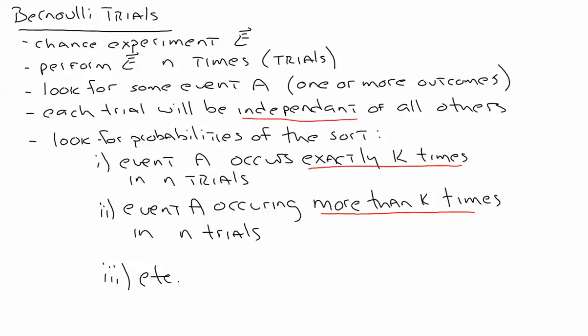So, in summary, a Bernoulli trial type of experiment is we have some repeated experiment E. We perform my random experiment N times, or N trials. We look for some interesting event A to occur. We assume that each of the trials are independent of all the others. And we try to answer questions determining the probability that event A occurs more than, less than, or greater than or equal to some number of times in N trials. That's what we're going to do. All right.